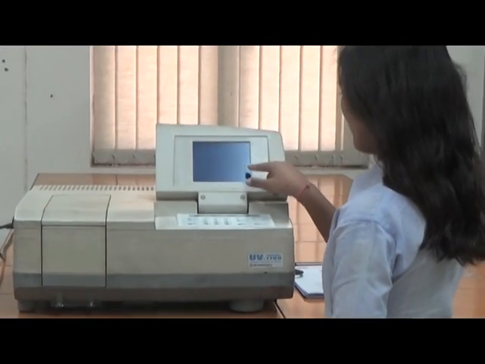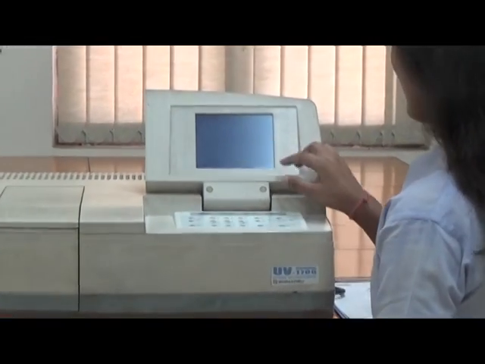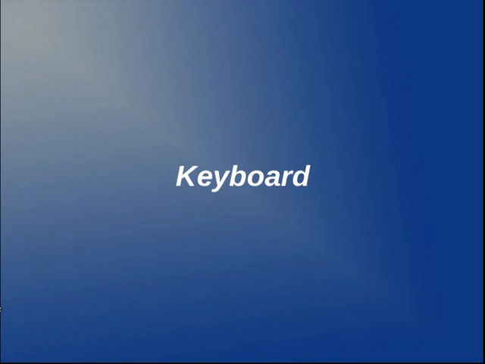This is called the LCD unit. This displays the operation menus and measurement results. You may adjust the angle and intensity for optimum visibility.